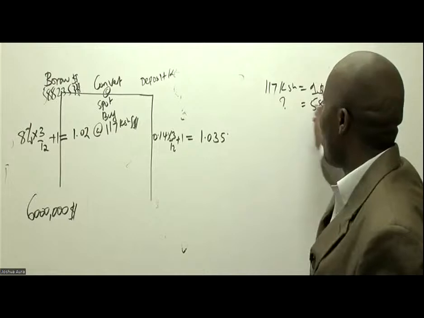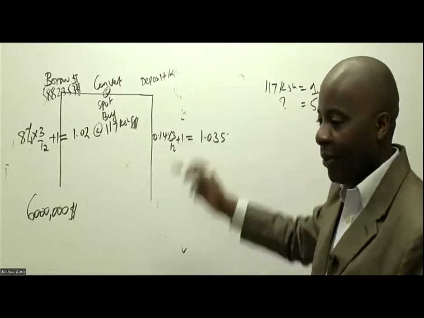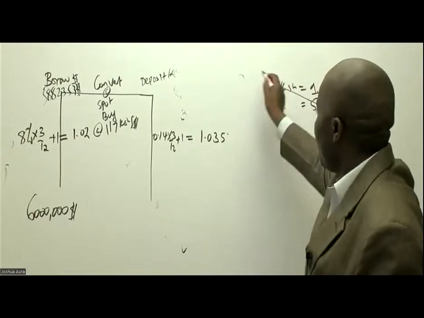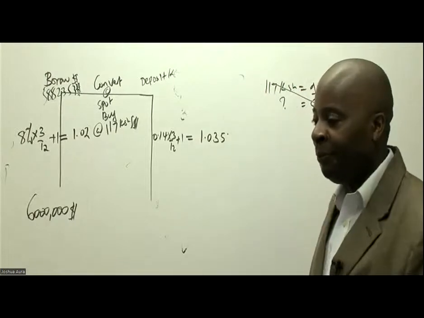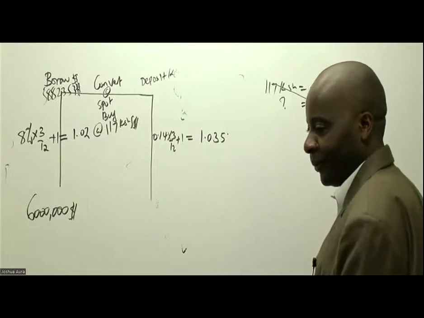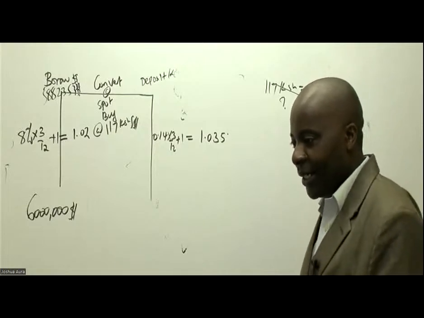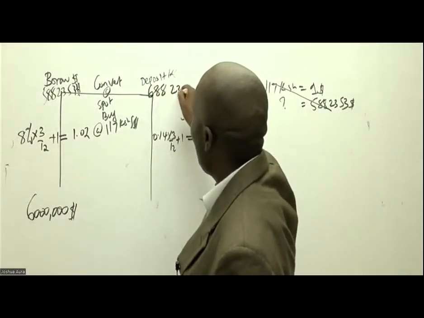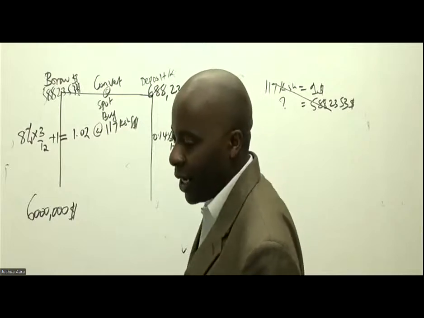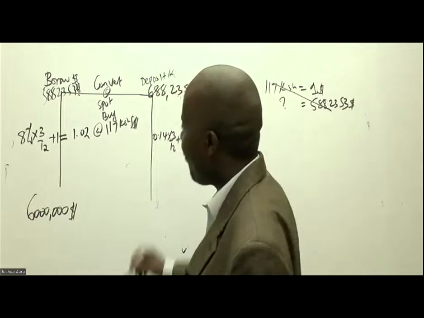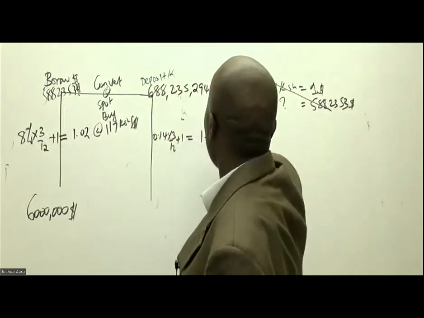No, here I'm supposed to cross multiply. So this times that. 688, 250, 235. 688, 235, 235, 294.